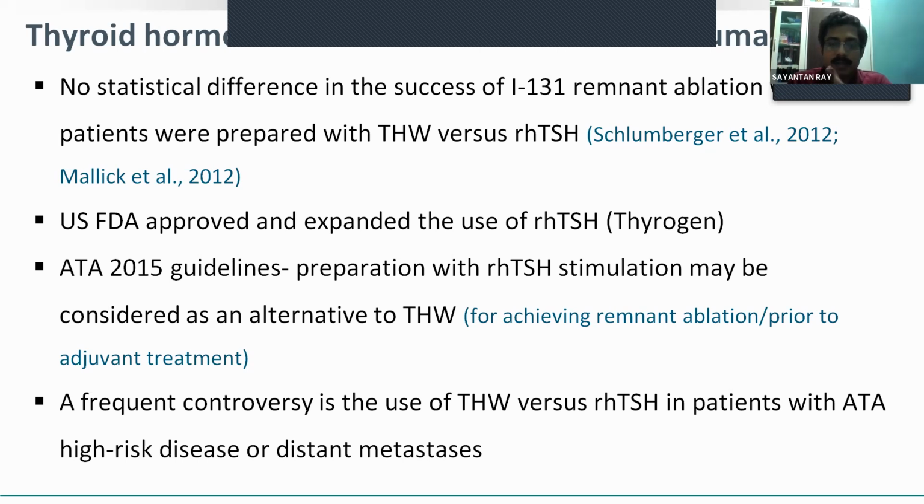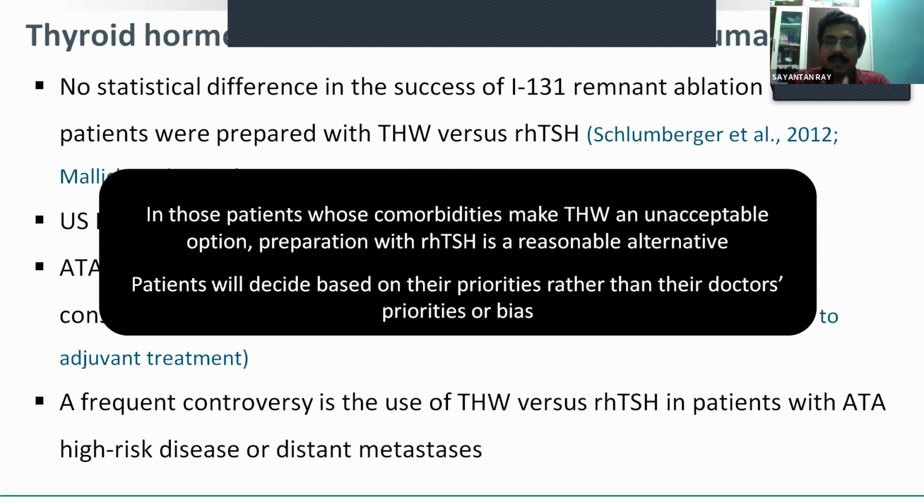Another frequent controversy is the use of thyroid hormone withdrawal versus recombinant TSH in ATA high-risk disease or distant metastasis. From a practical point of view, in those patients whose comorbidities make thyroid hormone withdrawal an unacceptable option, preparation with recombinant TSH is a reasonable alternative, and we should offer both options to patients and let patients decide based on their priorities rather than our priorities or bias.